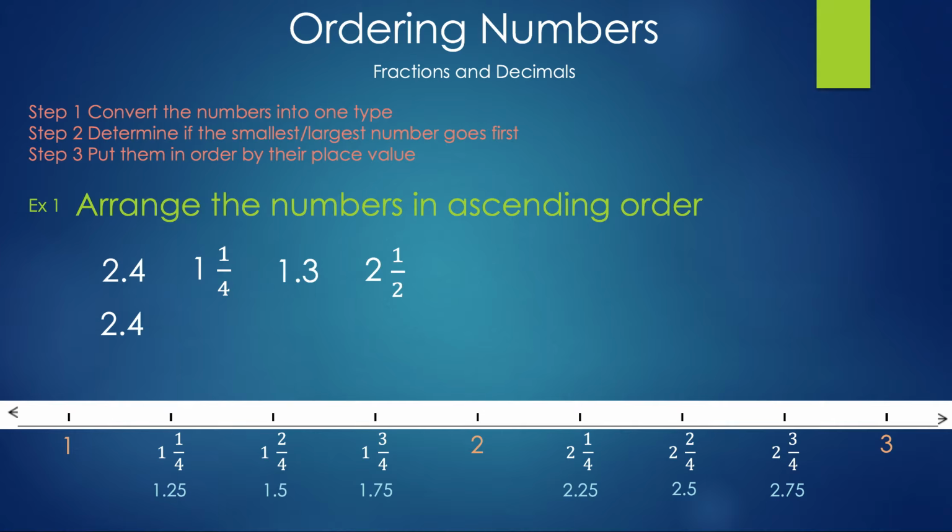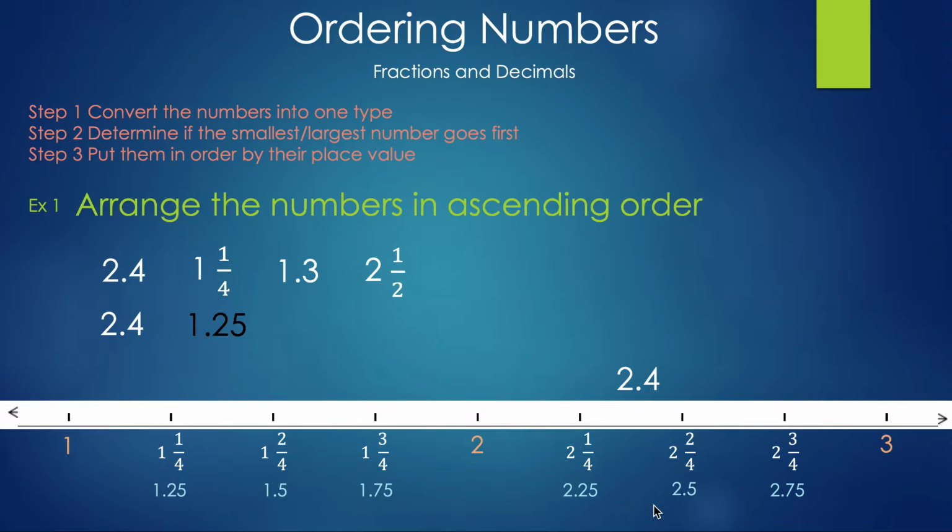So let's go ahead and discuss 2.4. Luckily for us, it's already 2.4. Now we just need to find it on the number line. We know it has to be between 2.25 and 2.5. Do you need to put it exactly where? No, we just need to be close. So now we can put it on 2.4.